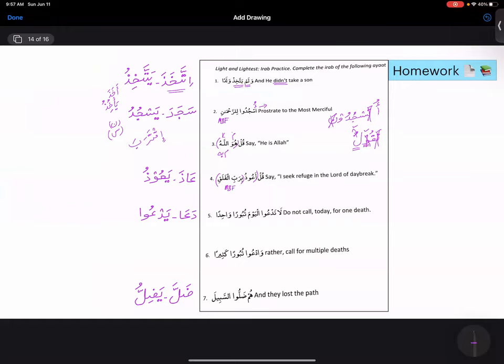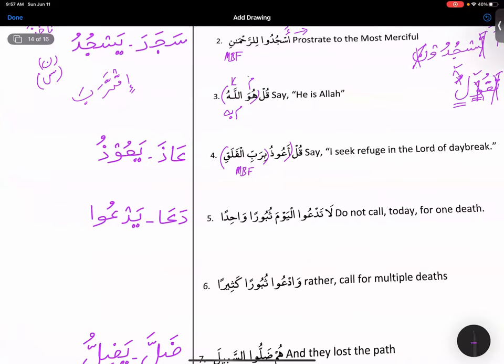Okay, and then aza ya'uzu. This is basically the base form, which makes it Bab Nasara, right? And one thing about a'udhu: we say a'udhu billahi minash shaitanir rajim, right? So this is a beautiful word. A'za means you are sticking to something. So when we say a'udhu, O Allah, I seek your protection, we are clinging to Allah subhanahu wa ta'ala.